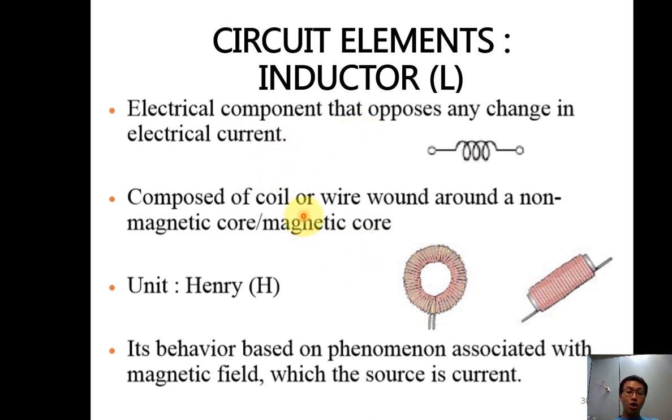It is composed of a coil of wire wound around a non-magnetic core or magnetic core. This one, we wound it. And the unit is the henry. Its behavior is based on a phenomenon associated with the magnetic field, whose source is current.